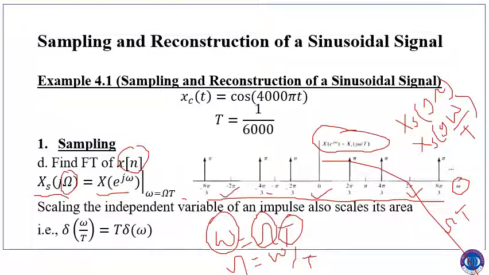So once we do that, we have the property of impulse that whenever the impulse is scaled by t or any number, the area under the curve changes to t delta of omega. Previously we had amplitude pi by t, but whenever you scale this impulse, it will multiply with t. So that's why you can see here we have area under the curve of pi. So impulses also scale. Okay, I hope you got it.